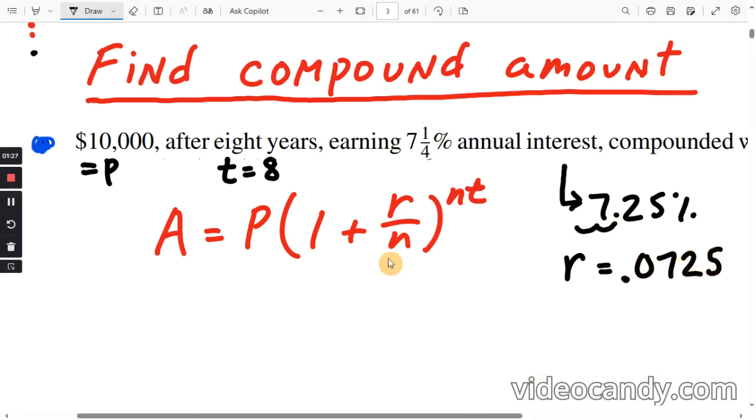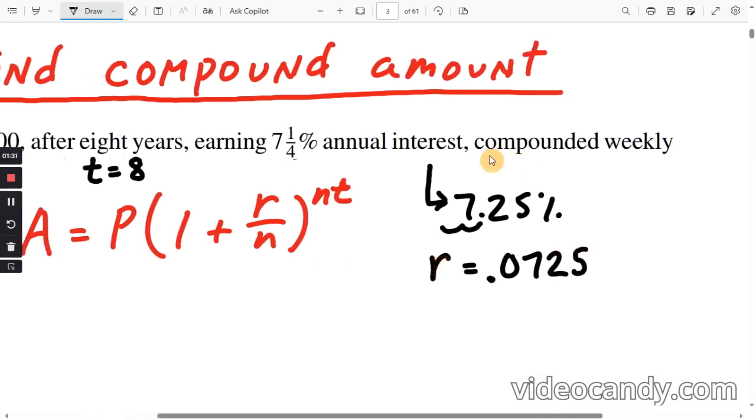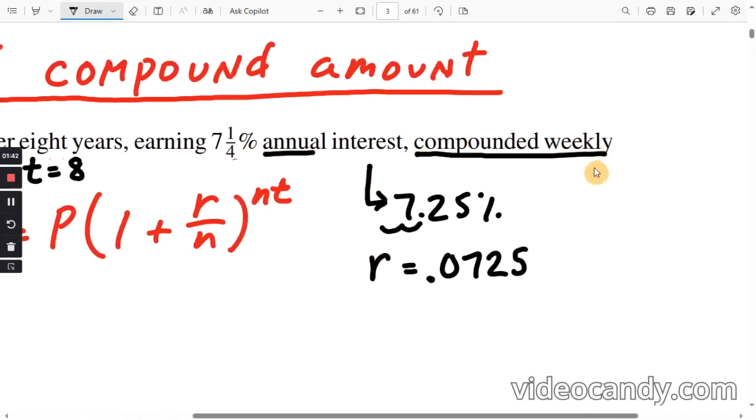Okay, and finally, N is the number of times it is compounded. If it's compounded weekly and the interest rate was given yearly or annually, how many weeks are in 1 year? That's 52. So if something is compounded weekly, it is going to be 52 times per year. If it were quarterly, that would be 4. If it were monthly, that would be 12, but weekly, that's 52.